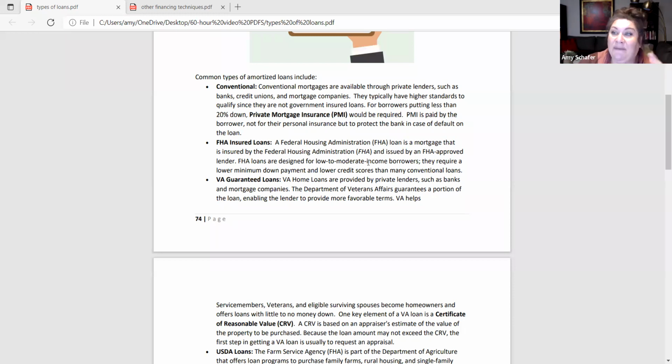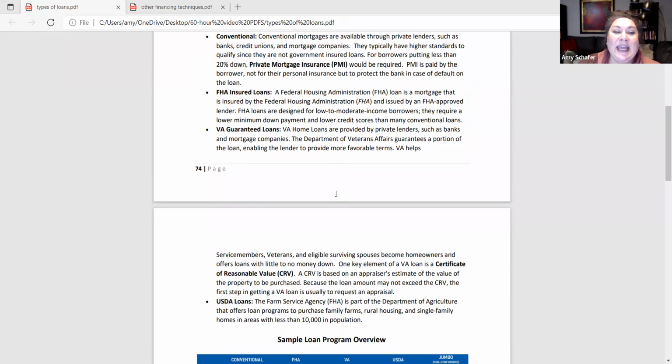Anyone can use an FHA loan, but you can only have one FHA loan at a time. So this is not a product that you would use to buy investment properties. A VA guaranteed loan. This is for our veterans. If you're a veteran, this is for you.